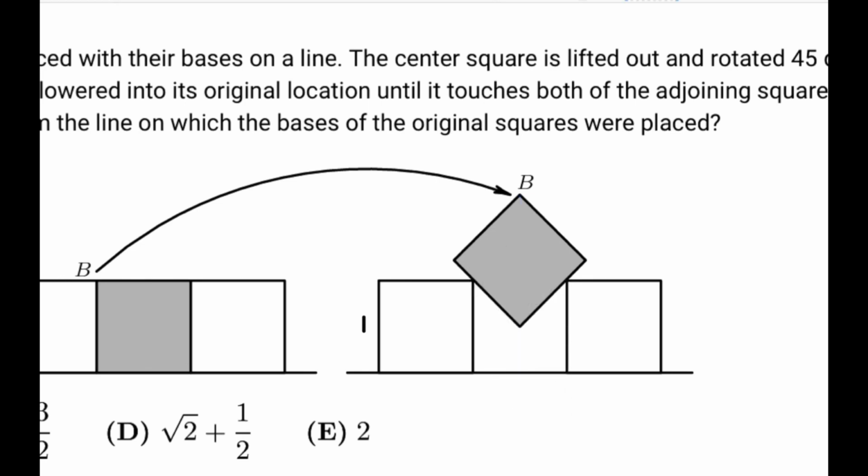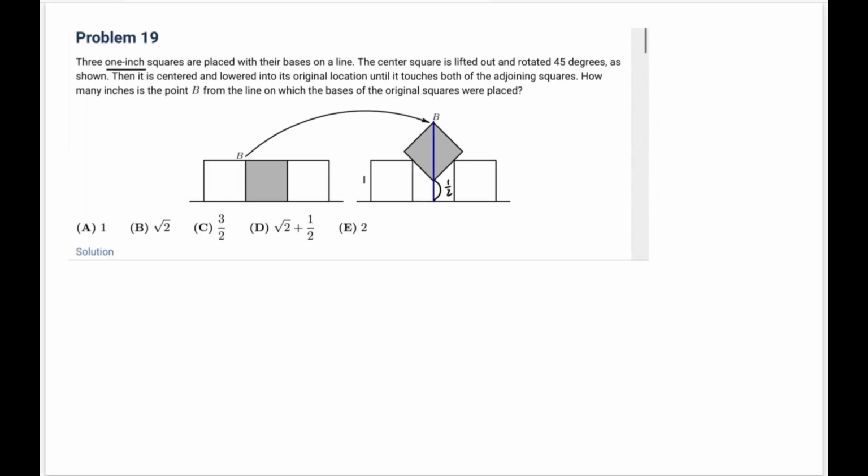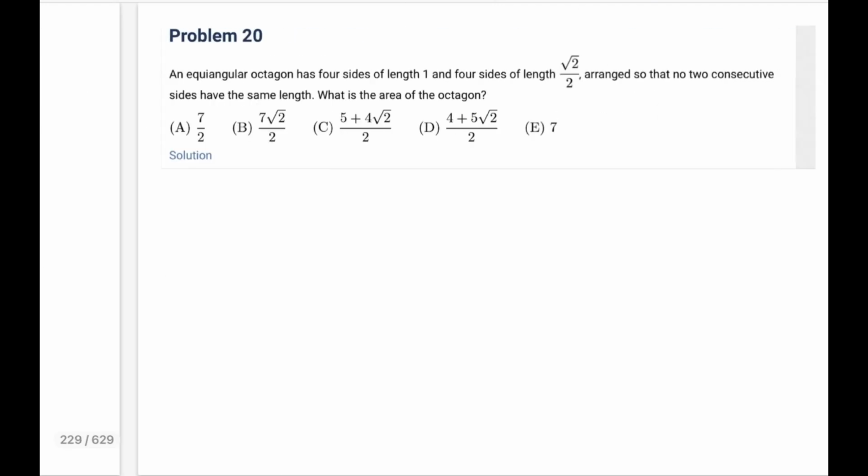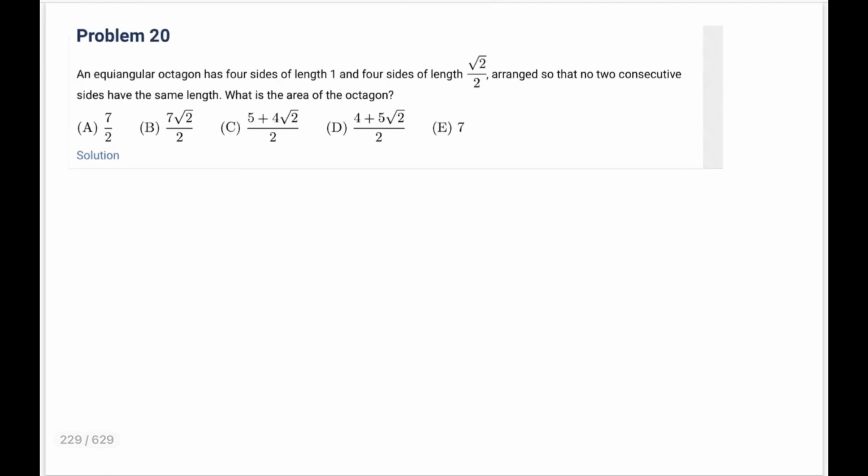So we get that this much is 1/2, and we can also see that this is root 2, right? Because this is still a 1-inch square, so this is 1, 1, and this is 45, 45, so this would be root 2. So the answer is root 2 plus 1 over half. So this is root 2 plus 1 over 2. The answer is D.